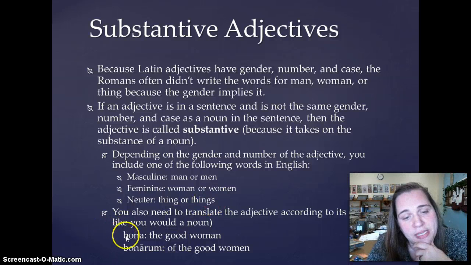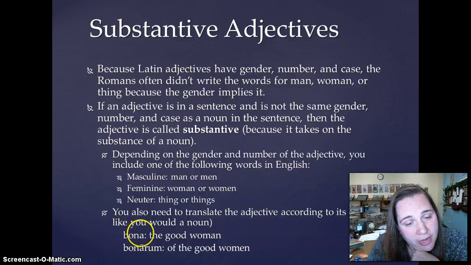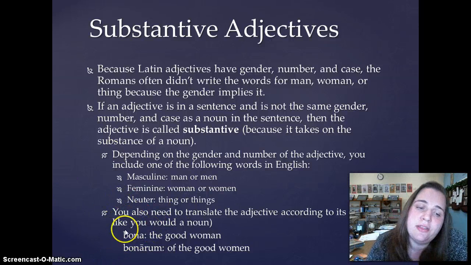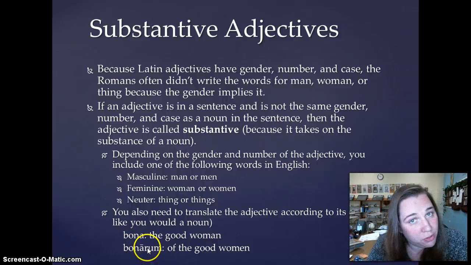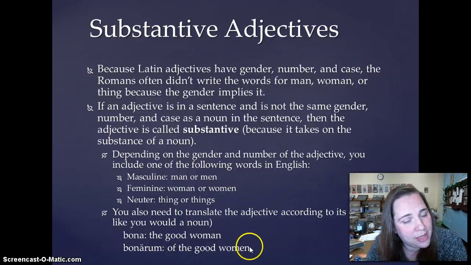For example, if you see the word bona, you would know, hopefully from context, that this is the nominative singular feminine, bona. So you would translate it the good woman, right? You translate it like a nominative and you translate it like a feminine singular, woman. But if you see bonarum, that's genitive plural feminine, so you have to translate bonarum of the good women, okay?